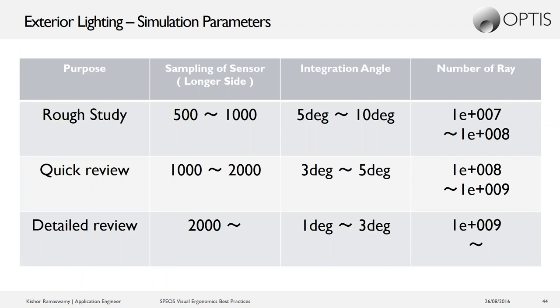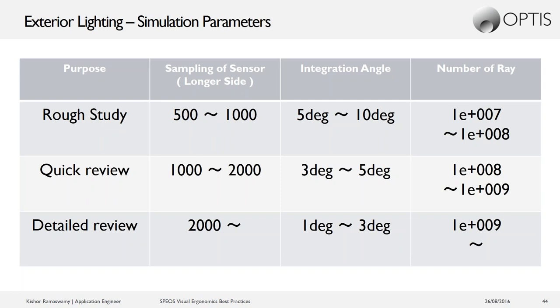So a similar table to what we saw for interior lighting. This is a general recommendation of sampling for a sensor, integration angle, and number of rays. This is split into three sections: a rough study section where you're doing several iterations to see the changes from different configurations, a quick review where you have a result that is somewhat satisfactory and you might be trying to review with your peers, and a detailed review which could be presented to your management or to clients.